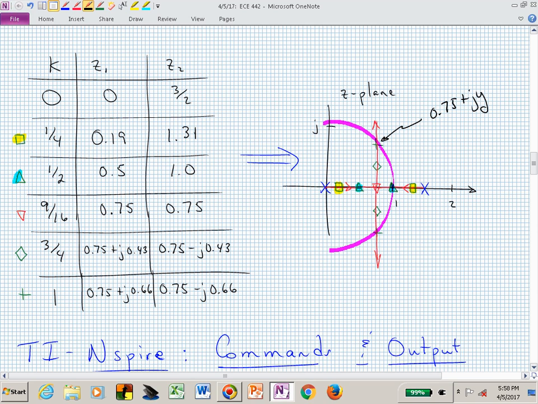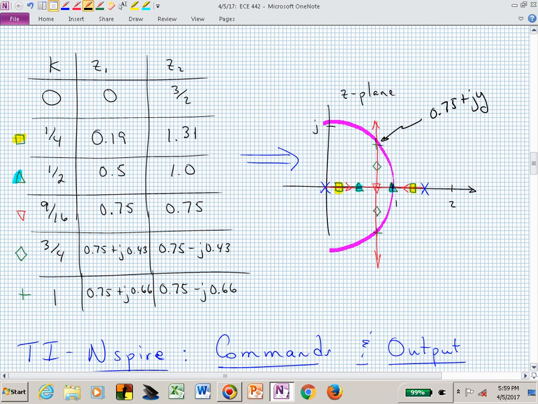But what do you know about that point? You know the magnitude of that has to be 1. You could now find the magnitude of that when it's equal to 1, and you now know that point. Or you could find the gain k to make you have a magnitude of 1 at that location. And I believe it will be this plus sign, which a gain k of 1 would give you, if you found the magnitude of 0.75 plus j 0.66, maybe that equals 1. It's close enough.